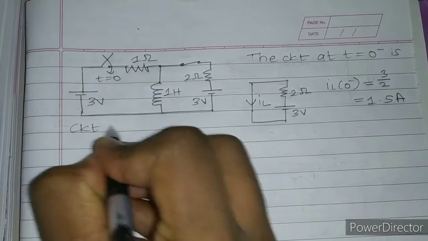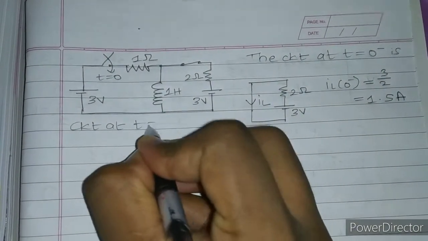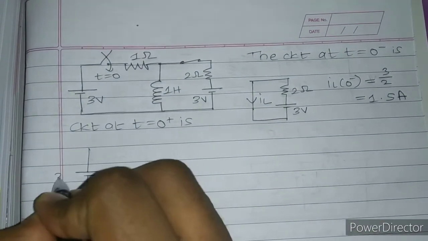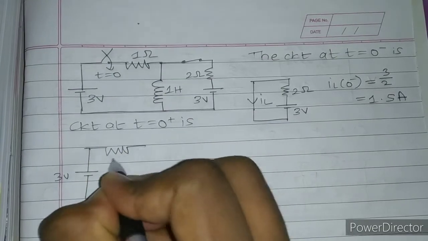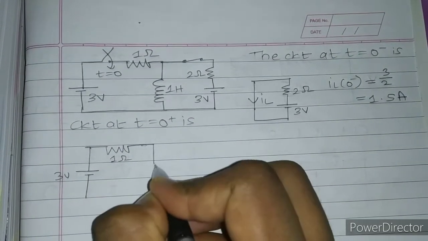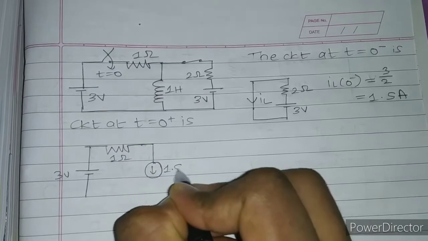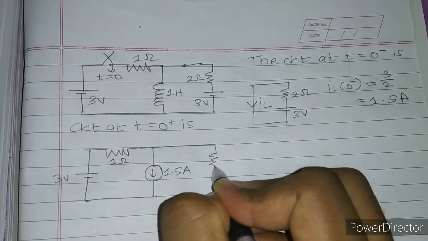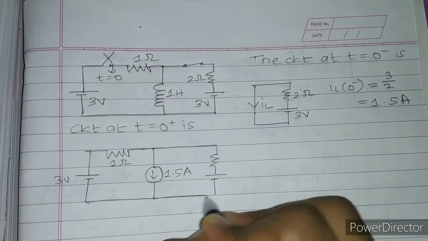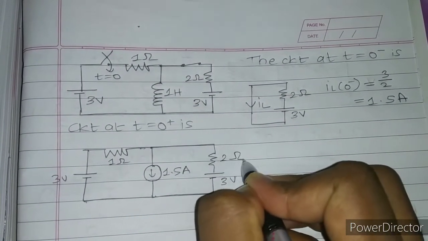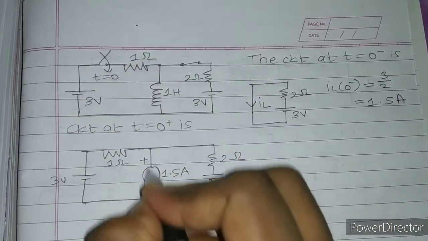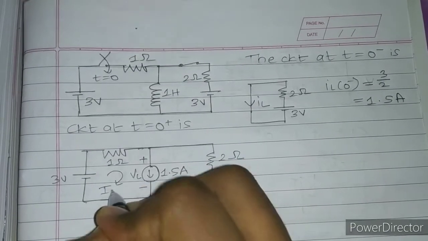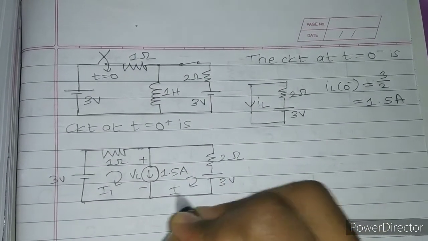Now the circuit at t is equal to 0 plus will be as shown. 3 volts over here, 1 ohm resistor. Since IL of 0 plus should be equal to IL of 0 minus, this will be a 1.5 ampere current source over here. And then 2 ohm resistor and 3 volt battery. This is plus minus VL. Let the current through this loop be I1 and the current through this loop be I2.